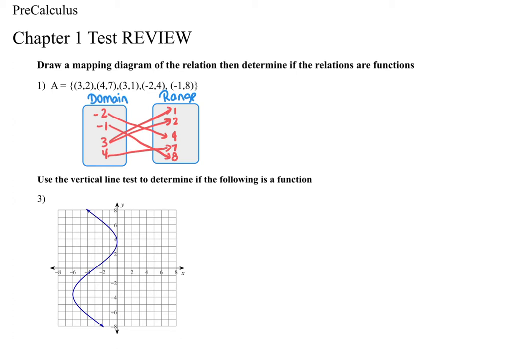Is this a function? No, my 3 is going to two different y values. So this guy is not a function. If I had had a 1-to-1 from my domain to my range, it would have been a function. It does not matter if two of your domains go to the same range. It only matters that each domain has only one answer.